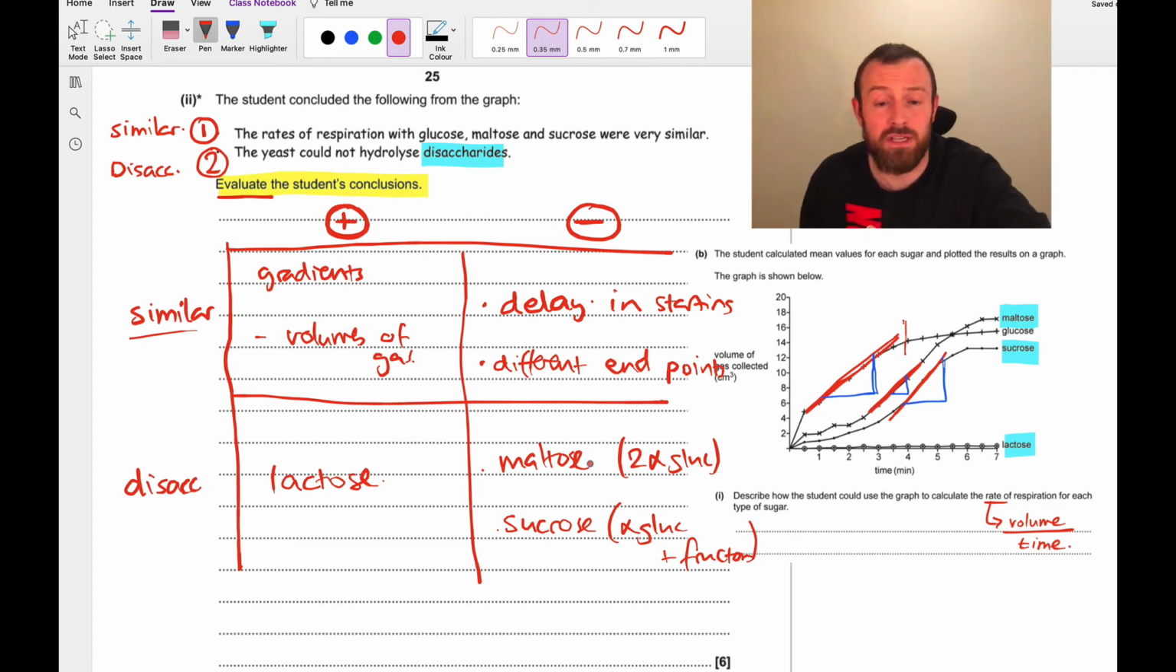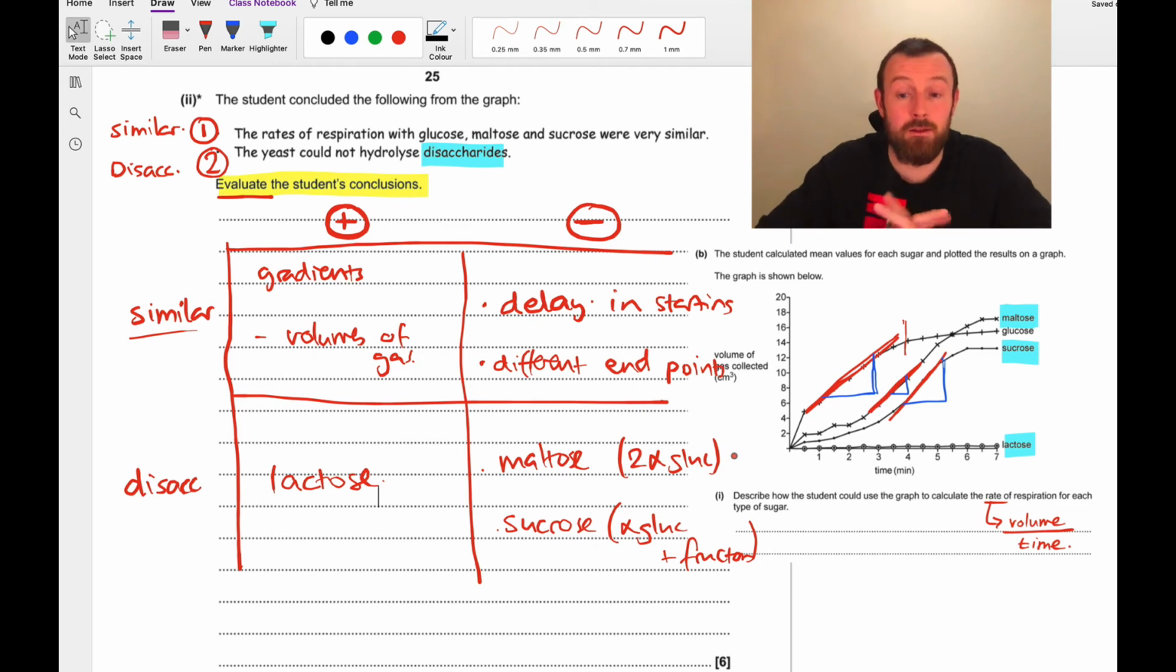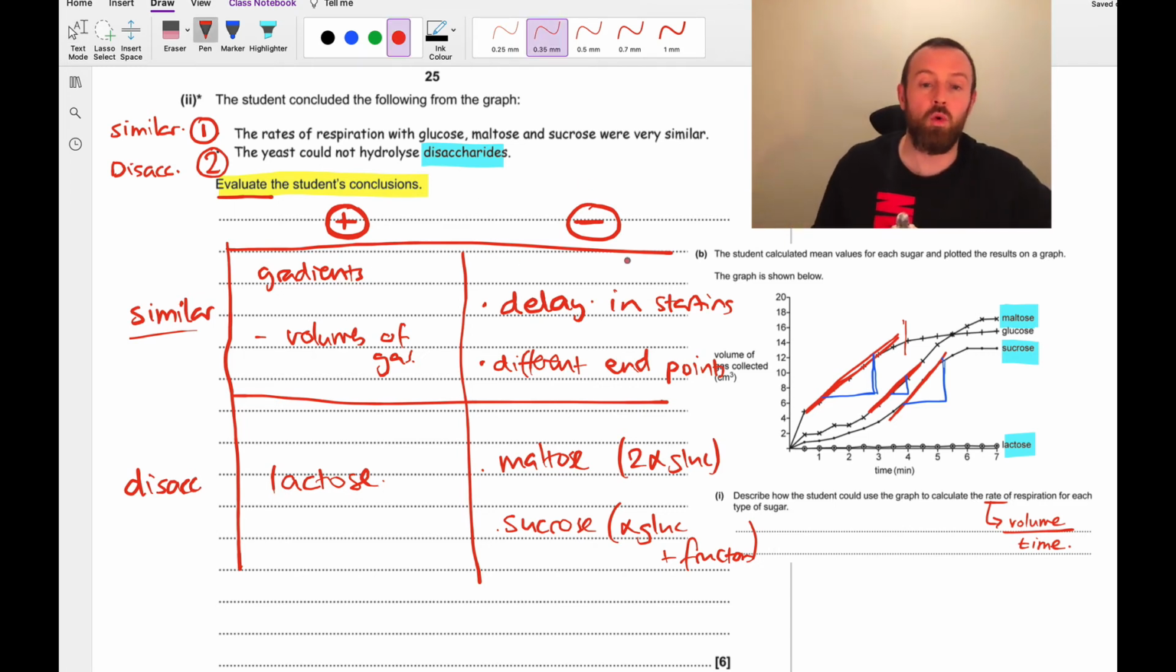So some enzyme will need to split the maltose up into its alpha glucoses, and it would do the same thing for sucrose. It would break the glycosidic bond between the 2 sugars. Okay, so that's the way you address the question. And if you cover all 4 quadrants, you're going to give yourself the opportunity to get 6 marks.